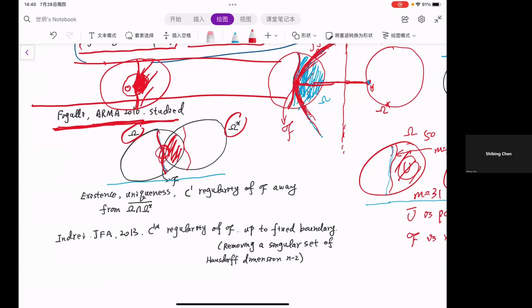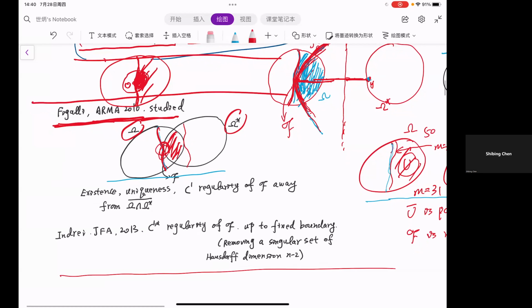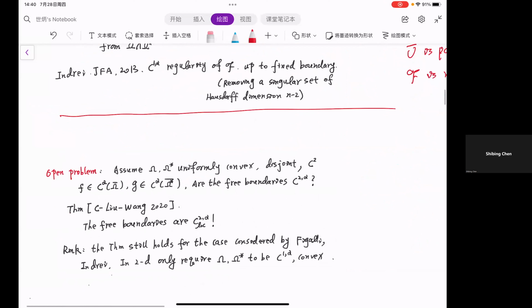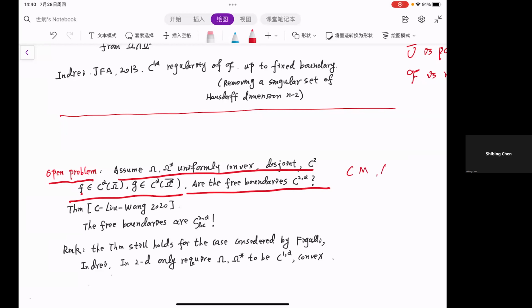Let me use the last one or two minutes to state our main result. The major open problem in this optimal partial transport problem is this one. Suppose the domains are very nice and the densities are also nice. Is the free boundary smooth? This is an open problem from Caffarelli and McCann's paper. Do we have higher regularity of the free boundary?